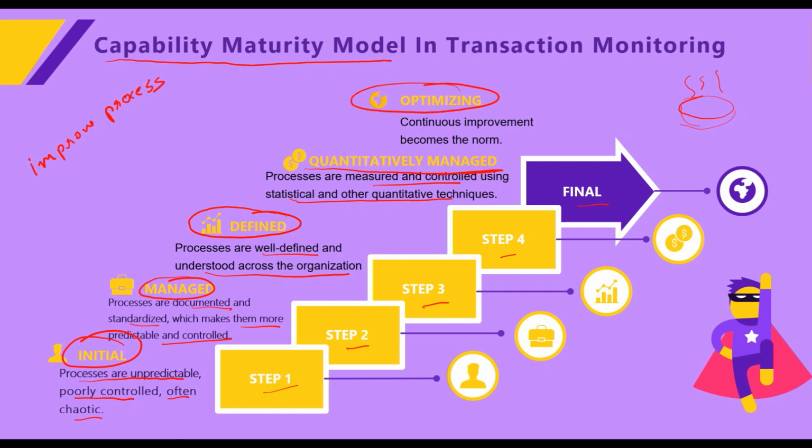Fifth one is optimizing. Here, continuous improvement becomes the norm. You are always looking for ways to make your processes even better, like finding ways to enhance your recipe or baking techniques. We can now apply the above concepts in transaction monitoring model.